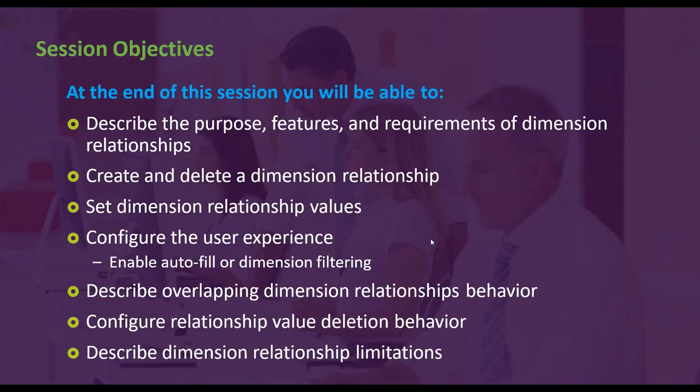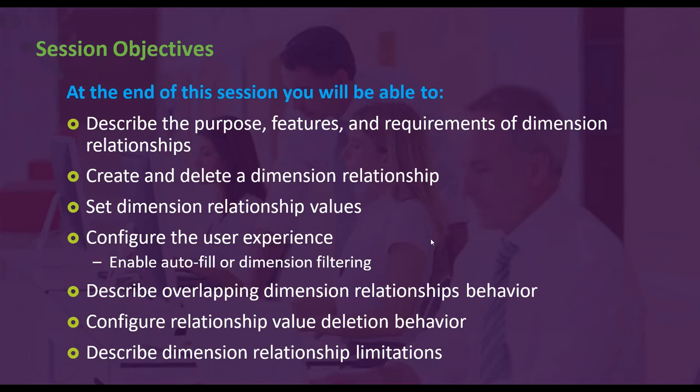What I'm going to do during this session is talk about what dimension relationships are about, some requirements that you have to meet in order to set this up, how you make one. We're going to actually make a dimension relationship, and then when we're done, we're going to delete one and have you see the kind of warnings that you get and understand what you might lose by turning these off.